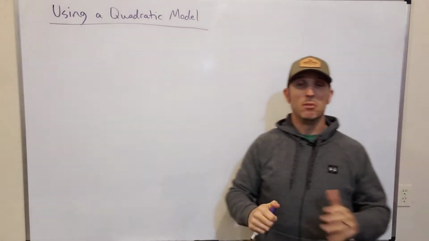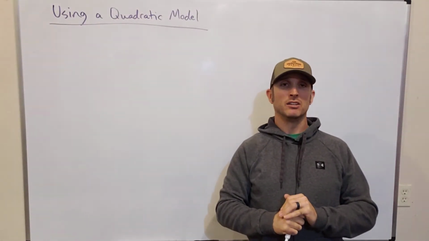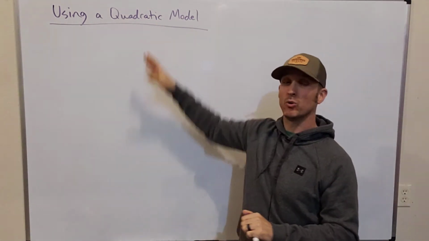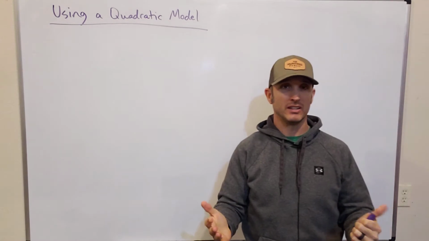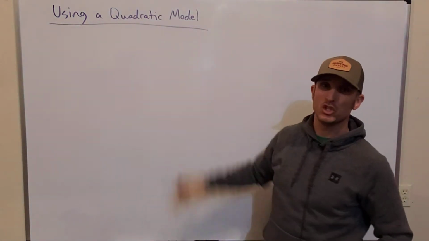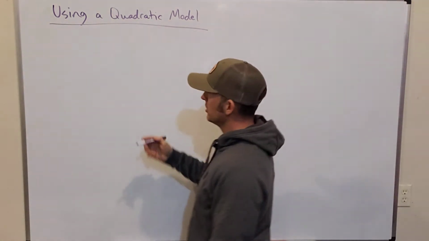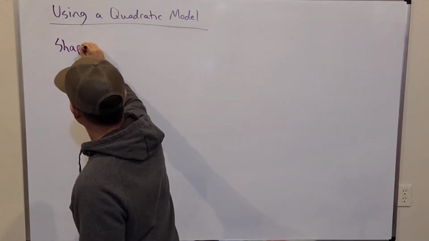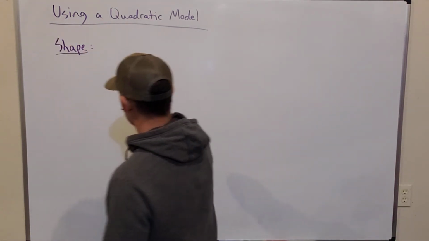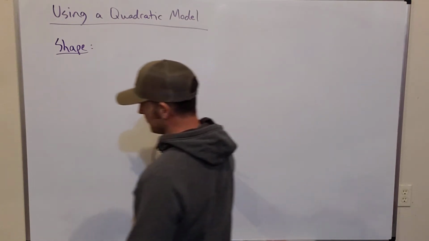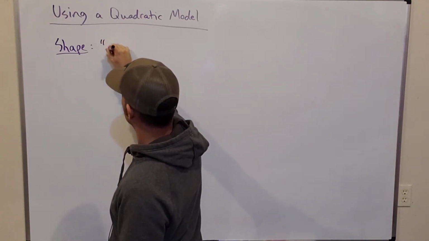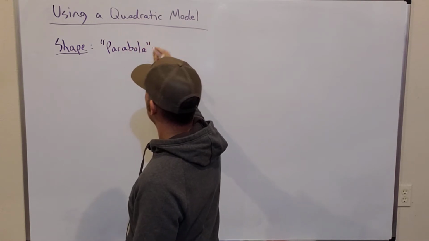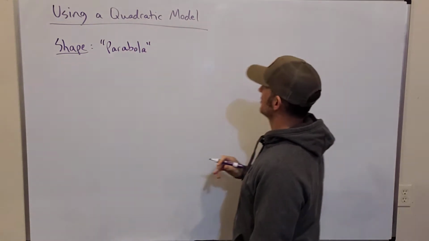Let's take a look at some nonlinear modeling. In this particular case, we're going to look at a quadratic model, which is not a straight line. So let's first discuss the shape of a quadratic model, and in what circumstance you might use it. The shape of a quadratic model is what's called a parabola.